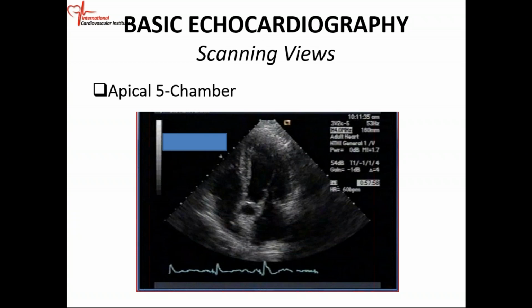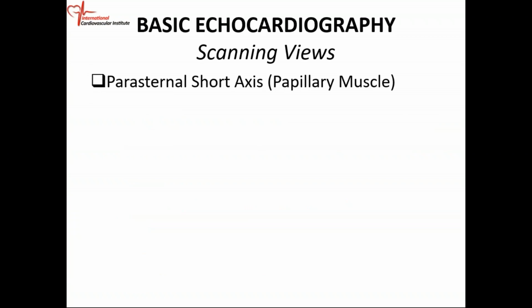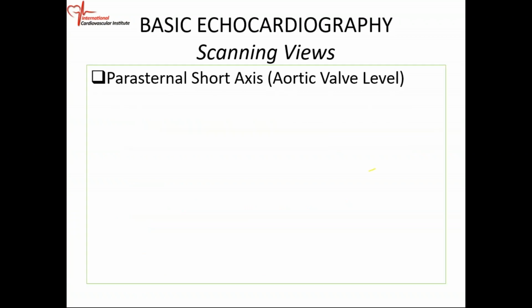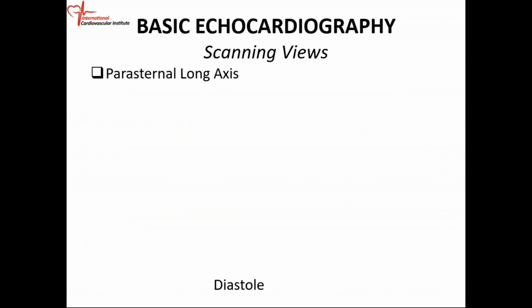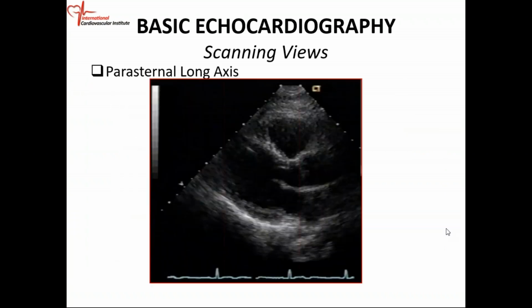And we can run over those images. We're not going to do the complete lecture, but we can run over it. So with your parasternal long axis view, your transducer is in the third or fourth intercostal space. The marker is towards the right shoulder, and you're going to adjust it. And this is what you're supposed to get in your parasternal long axis view.